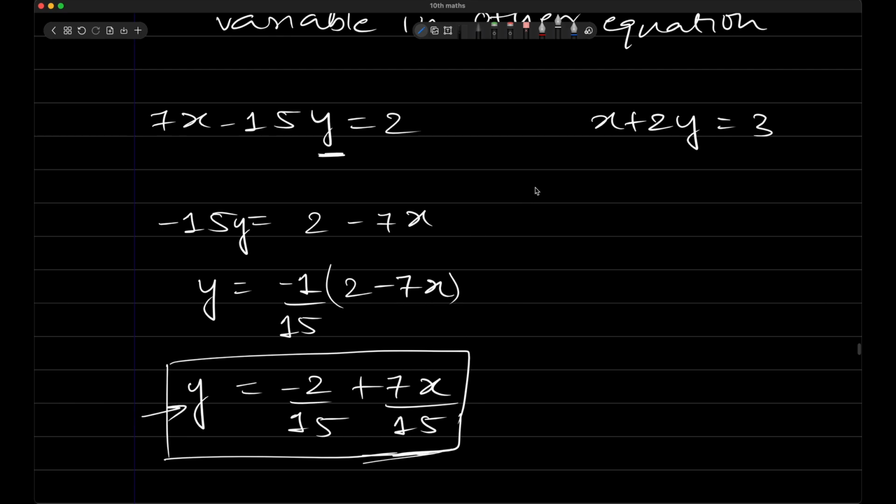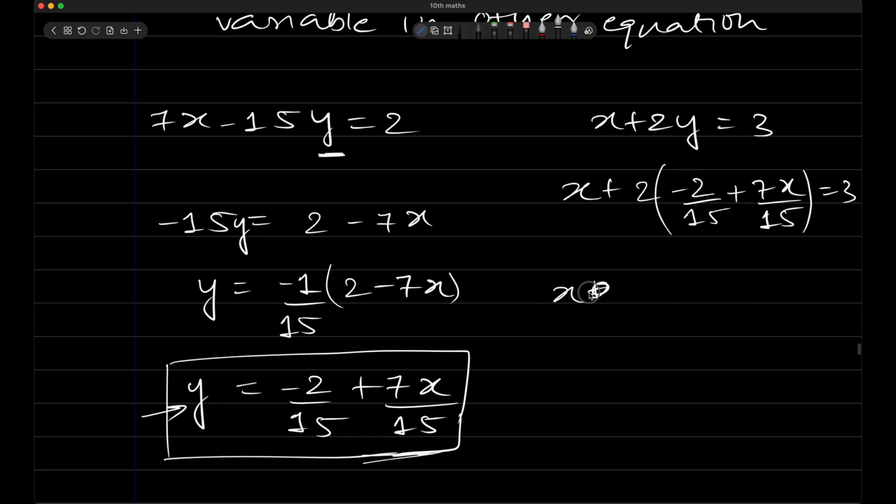So put this value in the other equation, that is x plus 2 into the value of y, which is minus 2 upon 15 plus 7x upon 15, equals 3. Now simplify the equation: x plus 2 into minus 2 gives minus 4 upon 15, minus into plus is minus, and 2 into 7 is 14x divided by 15, equals 3.